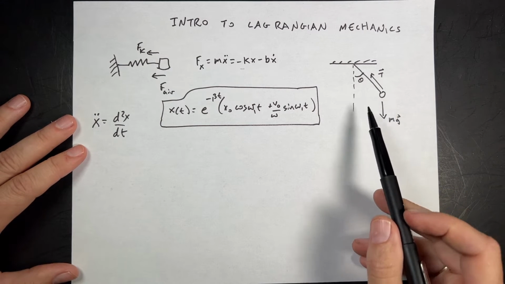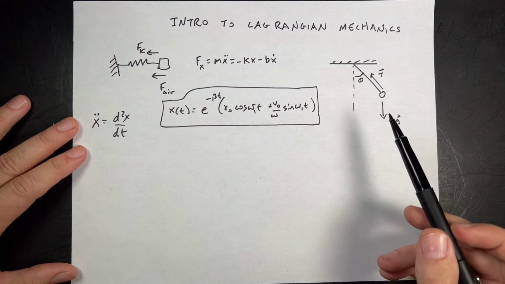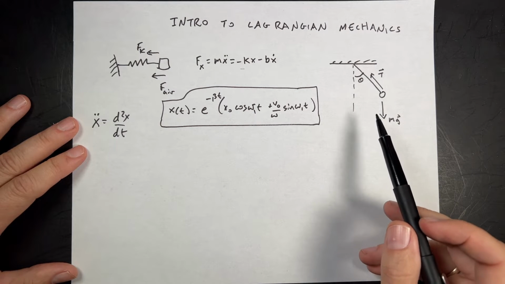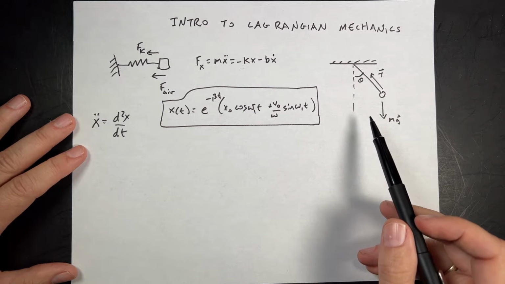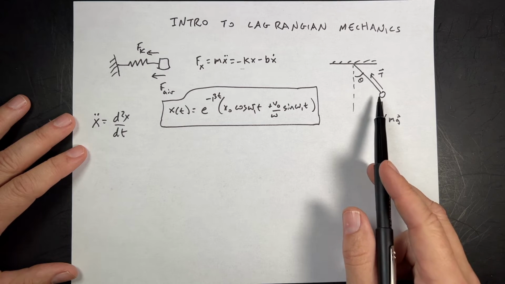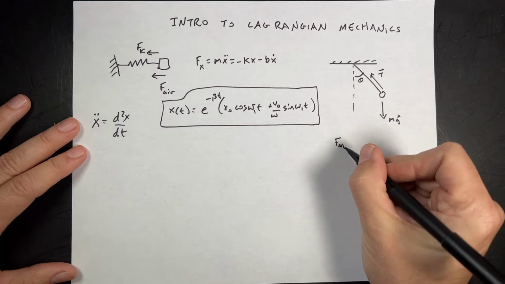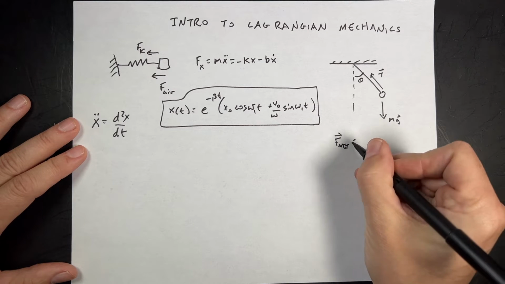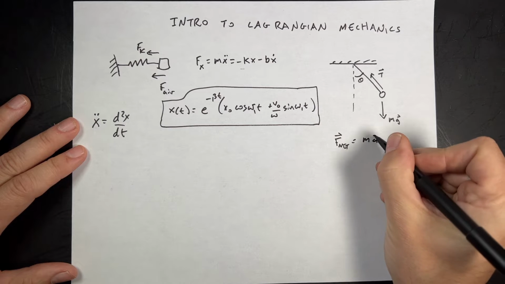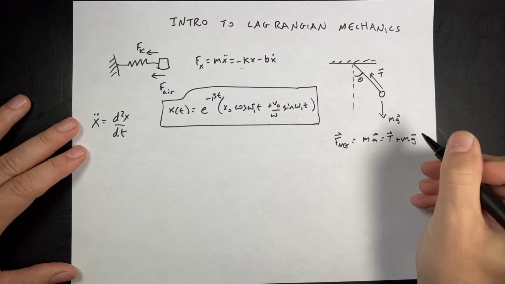Now, the next problem I want to look at is this. This is a mass swinging on a string, a simple pendulum. This is often covered in introductory physics courses, but it's actually a super hard problem. Let's suppose I want to use Newton's second law. I'll write the vector form: F net is equal to ma, and that's going to be T plus mg.